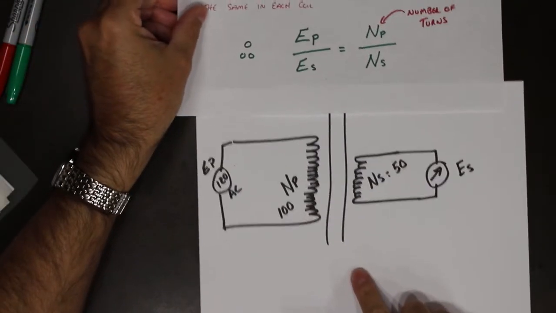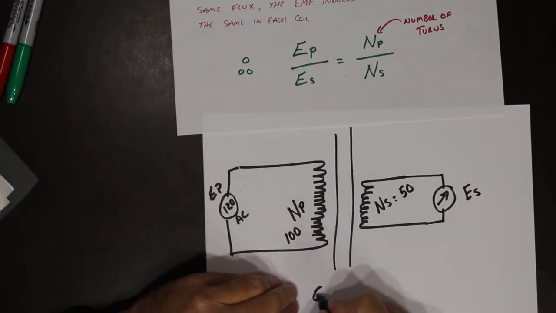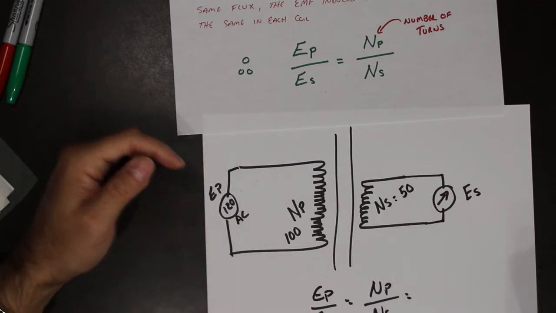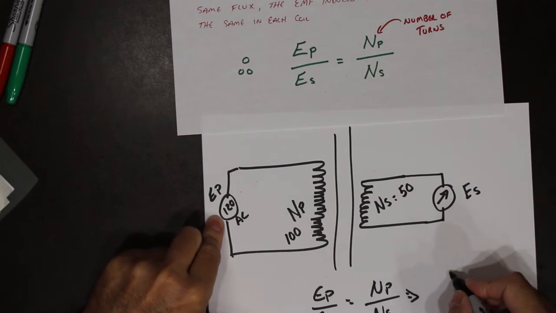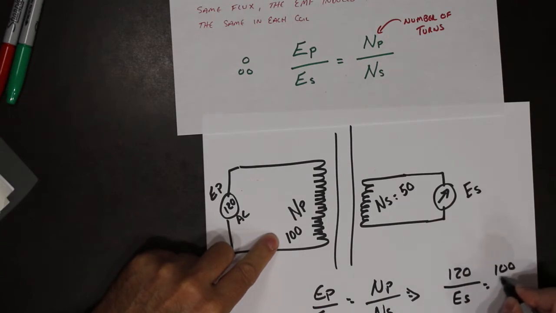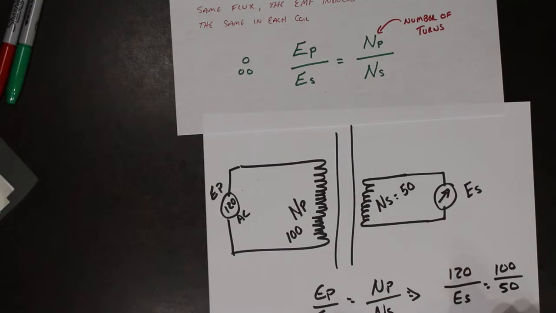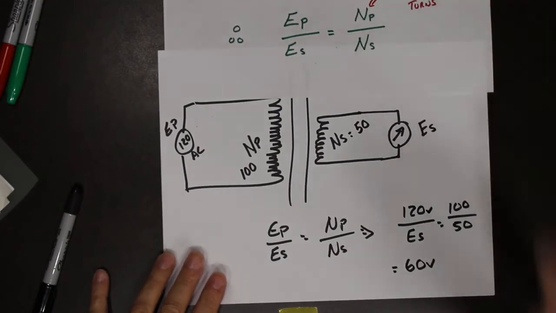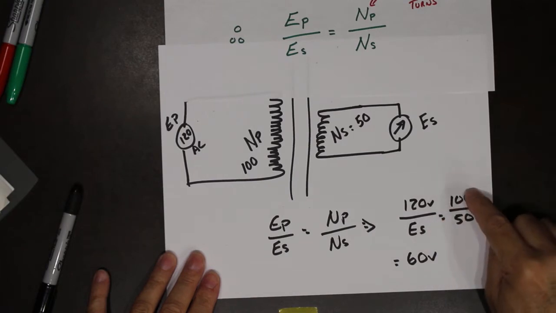So we go back to our general transformer equation, and we say EP over ES equals NP over NS. And we would plug in our values in this case. So I would have EP is 120. We're looking for ES. Turns is 100 over turns 50. Solve for ES. So ES is going to be 60 volts. And that's how the general transformer equation works. So again, primary over secondary, primary over secondary.